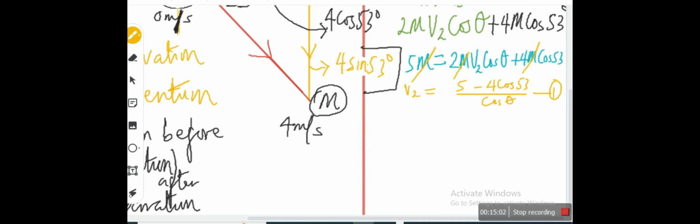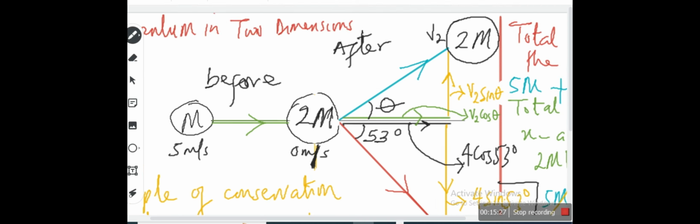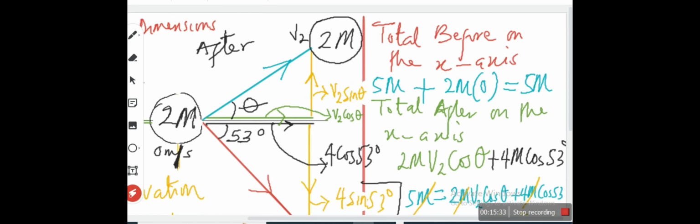Okay, so let me write that too. Total before collision in the vertical plane, in the y-plane, is 0. Do you agree? I've explained there's no motion in the vertical plane before. The entire motion is horizontal. Now let's see total after.